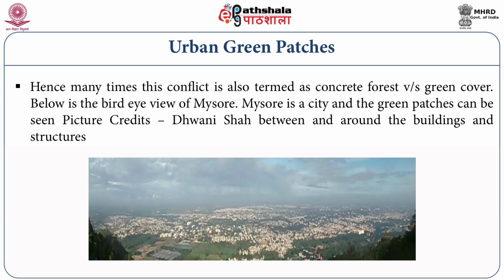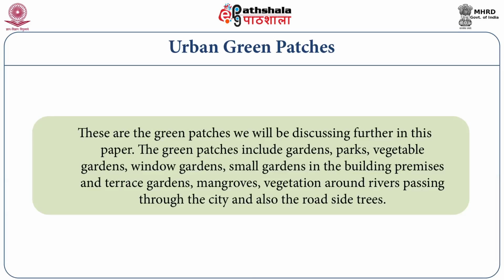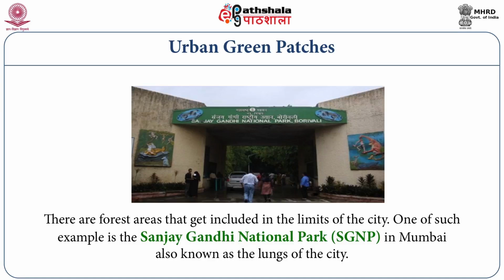Mysore is a city, and the green patches between and around the buildings and structures are very visible in this bird's eye view. The green patches include gardens, parks, vegetable gardens, window gardens, small gardens in the building premises, terrace gardens, mangroves, or vegetation around rivers passing through the city, and also the roadside trees. These are forest areas that get included in the limits of the city.